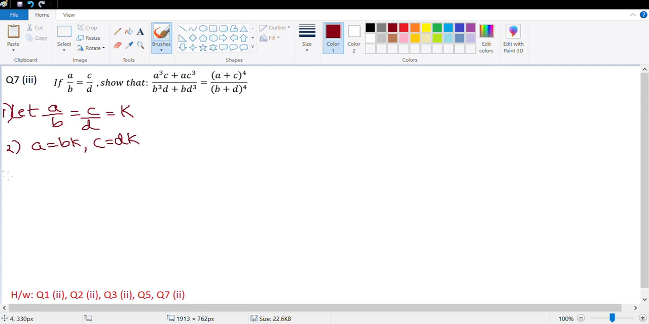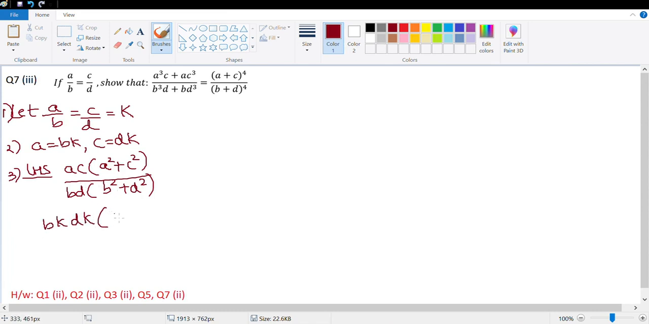So let's work with the left hand side. So our left hand side is a cube c plus ac cube. Let's take out some element, anything common. Yes, ac is common. So if I take ac common, what remains here is a square plus c square. In the denominator, I have bd common. So if I take bd common, what remains is b square plus d square. Yes, that's correct. Next, let's replace the value of a as bk. Let's replace the value of c as dk.